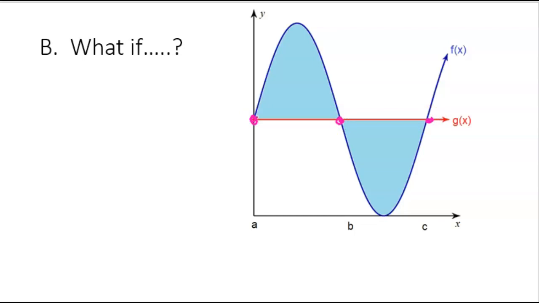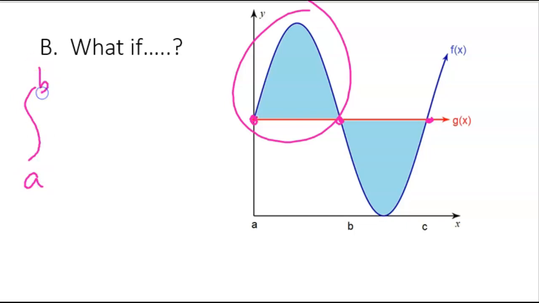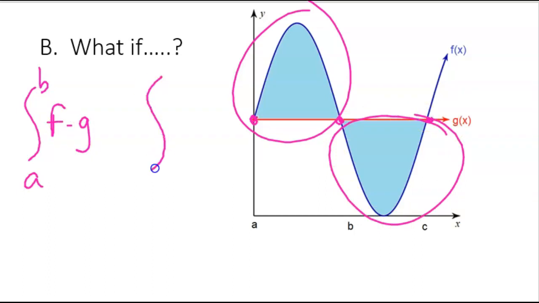Well, as you guys can see, in the first half, the blue function, the f of x function, is on top. So if I'm integrating from a to b, then it's going to be f minus g. But for the second half over here, as I'm integrating from b to c, the red function, the g line, is on top. So this one will be g minus f. Okay? And so if you wanted to find the total area, you have to add these together.